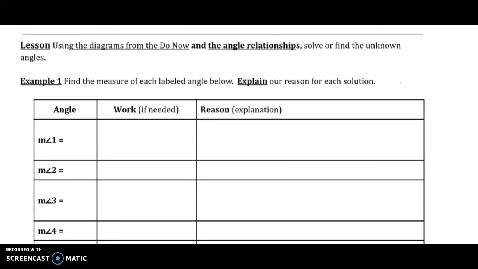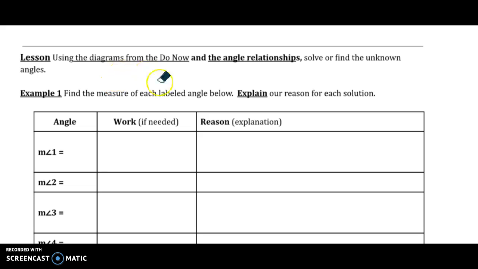This is Unit 2, Lesson 1. We're going to go through the 2 examples that are part of the lesson. So using the diagram from the do now and the angle relationships, solve or find the unknown angles. Find the measure of each labeled angle below, which the pictures are in the do now. Explain your reason for each solution.